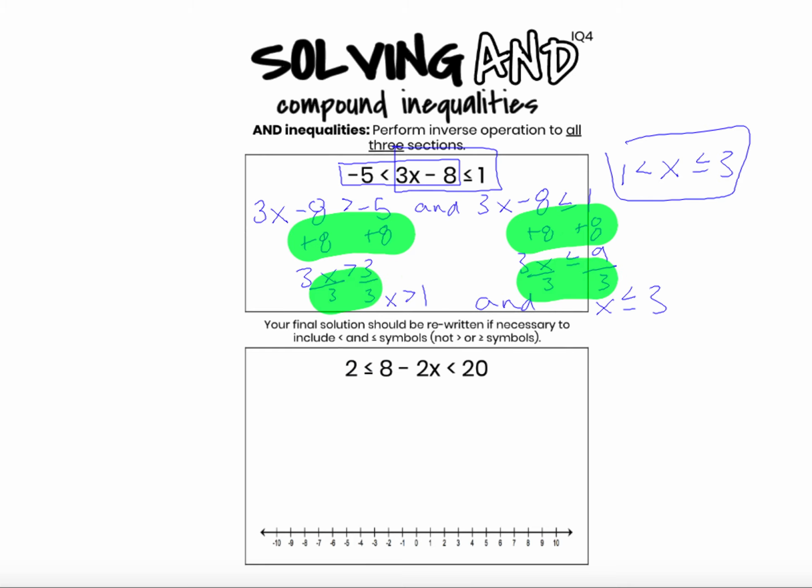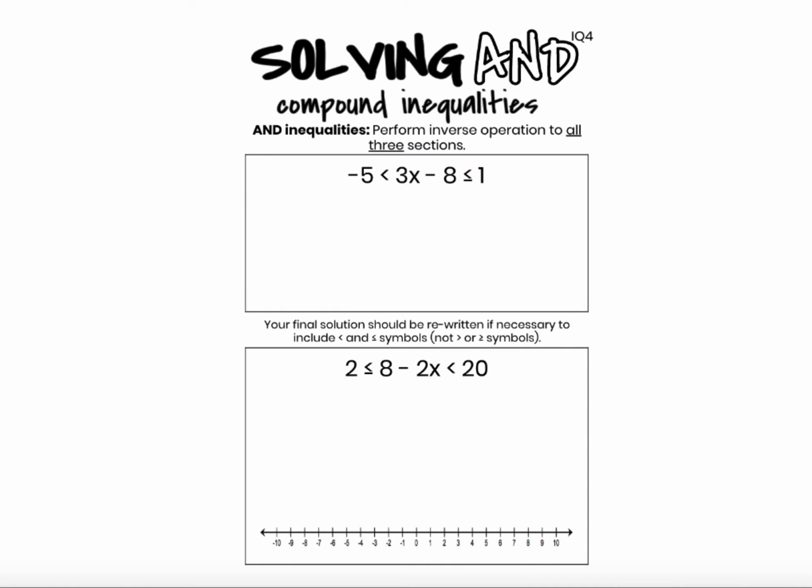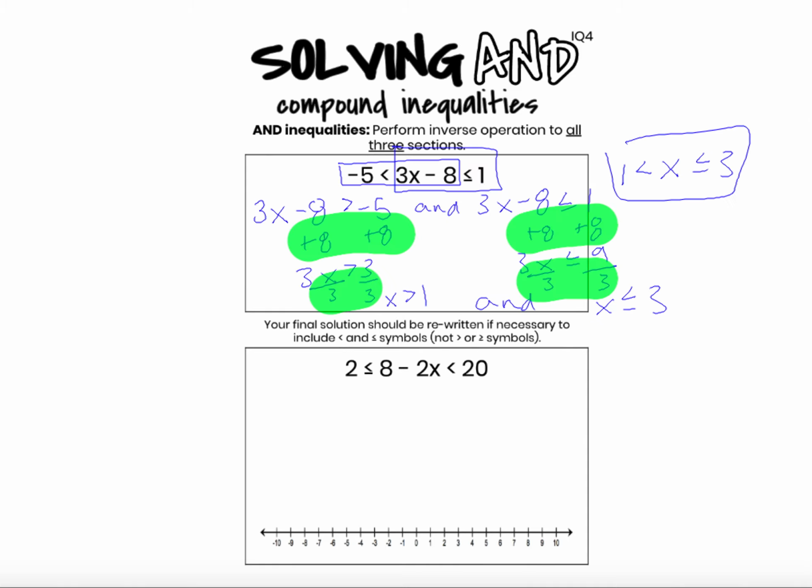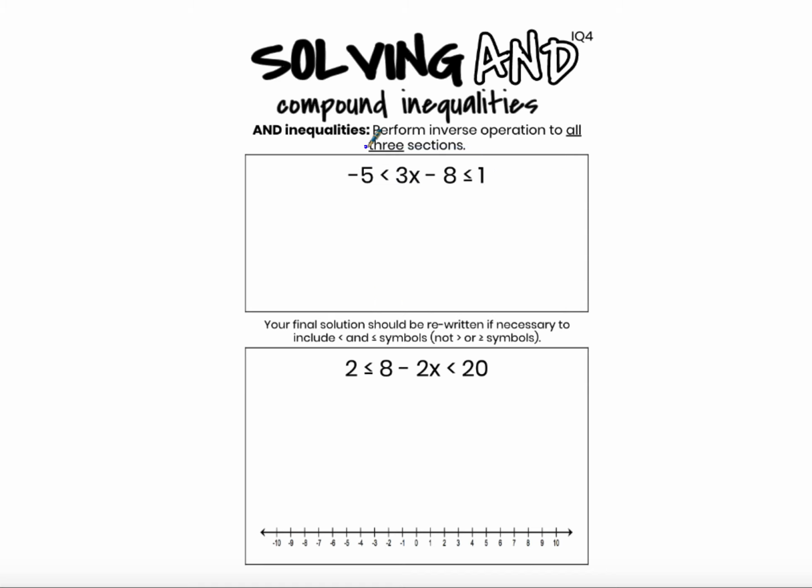So I can actually take that piece of information and in one step, I can add 8 to both simple inequalities and then I can divide by 3. What I will do is perform inverse operations to all three sections of the compound inequality. What I'm trying to do here is isolate the x in the middle of the inequality. So inverse operations to isolate the variable in the middle of the inequality.